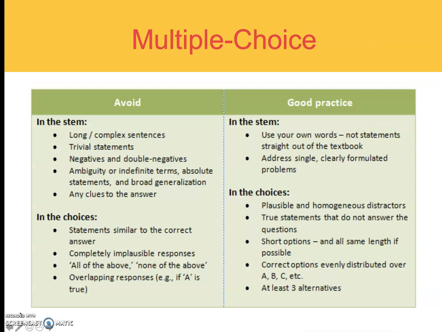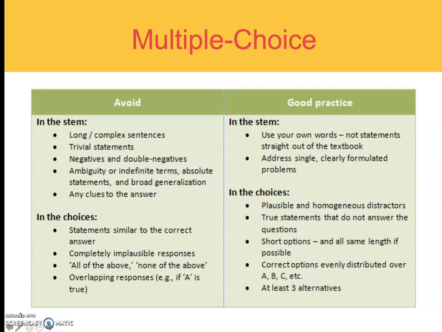So in a multiple choice, you want to avoid long, complex sentences, trivial statements, negatives and double negatives. Don't you love those? If they did not do this, then they did not whatever. Try to avoid those double negatives. Ambiguity or clues to the answer. So again, in the stem, which is the main part of the question, use your own words, not statements, and address single, clearly formulated problems.